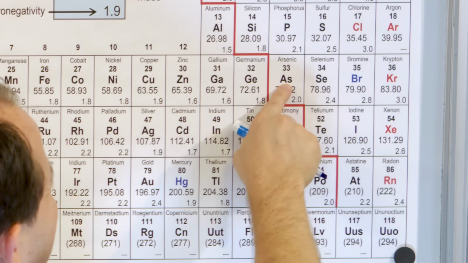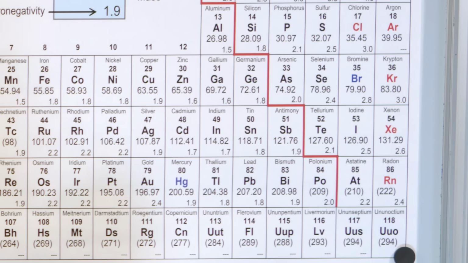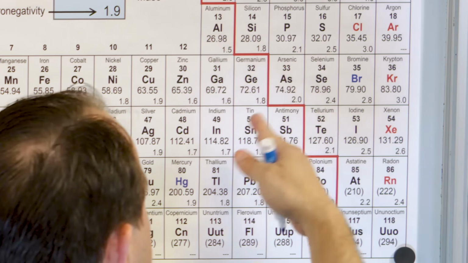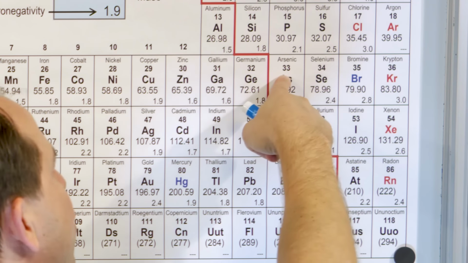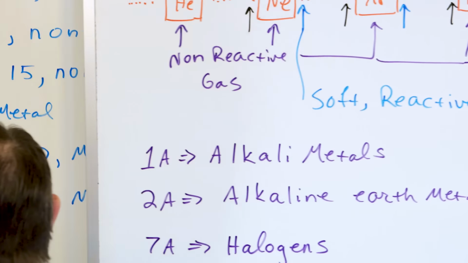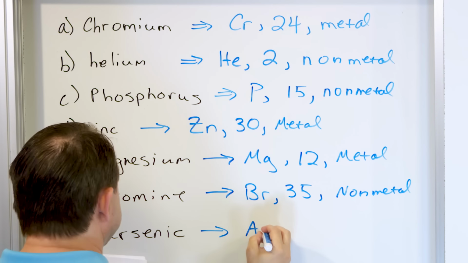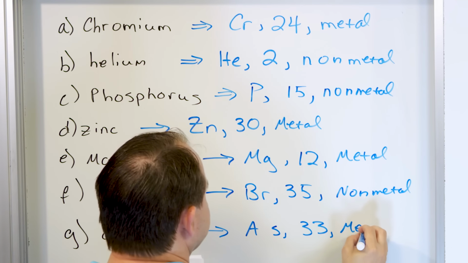Arsenic's right here. The symbol is As. The atomic number is 33, so 33 protons, 33 electrons. And is it a metal or a non-metal? Well, it's actually right on the border of this line here, so it's neither metal nor non-metal. It's what we call metalloid. Okay, metalloid. So atomic symbol is As, 33 for the atomic number, metalloid.